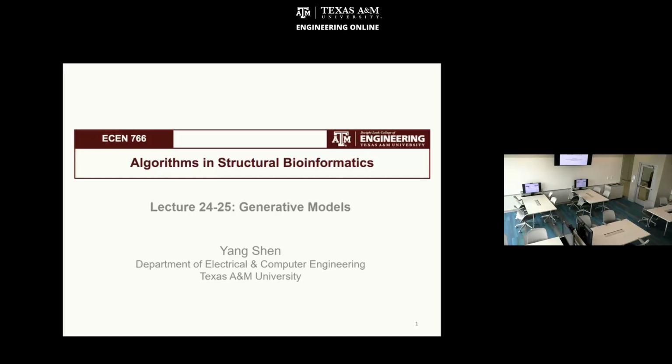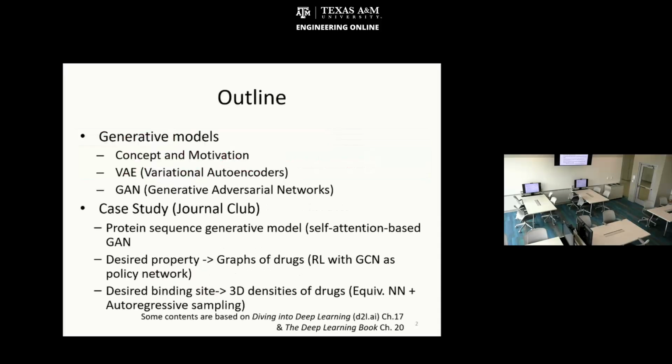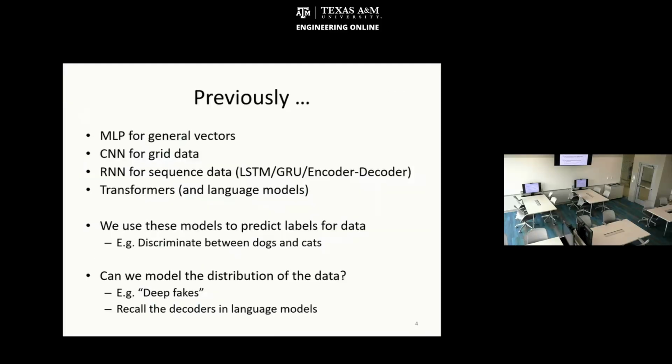Today we're doing the second lecture of generative models, right? So we have spent a lot of time earlier talking about MLP for general vectors, CNN for grid data, RNN for sequence data, and then transformers and the use of attention and self-attention and language models. As we can see, transformers are probably more generic than what we introduced at the beginning, right?